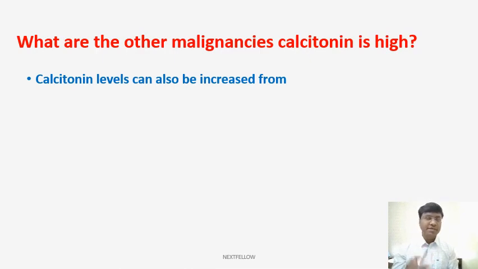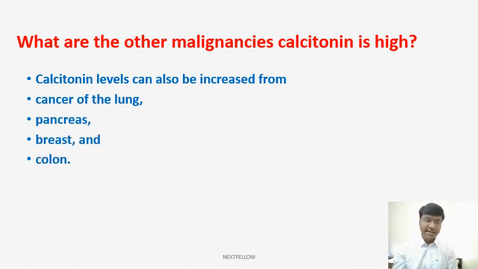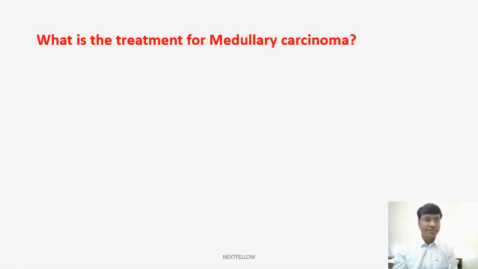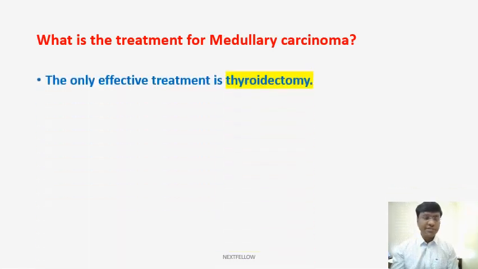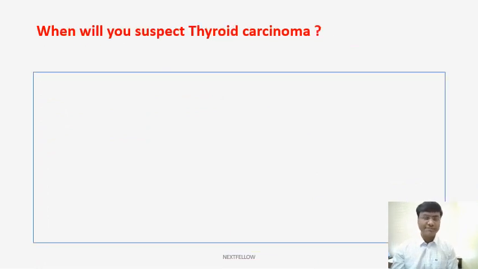Among the thyroid carcinomas, it is only medullary carcinoma of thyroid where the calcitonin is high. But other malignancies like carcinoma of the lung, pancreas, breast, as well as the colon, are the other malignancies where the calcitonin levels will be very high. This is a very, very important question. Next. Now, how do you treat patients with medullary carcinoma of thyroid? The only effective treatment in this patient is thyroidectomy. Next.